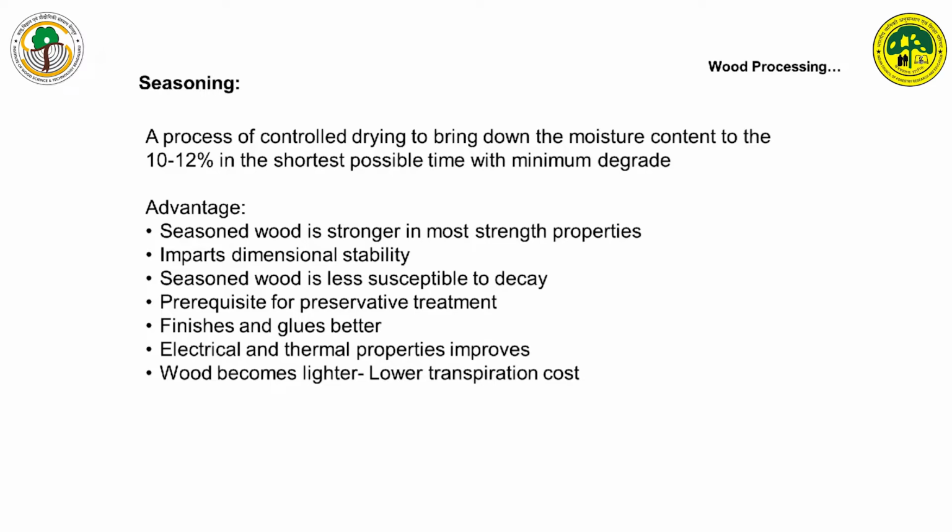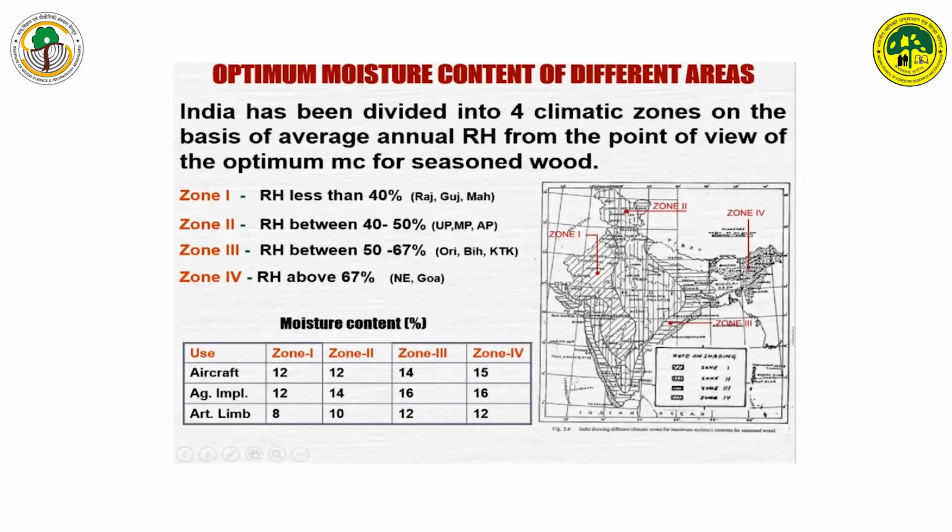So although we have a lot of advantages, seasoning is a very time consuming and energy intensive process, and sometimes people ignore it. In our country, we have divided the entire country into 4 different zones. Each zone has been recommended a desired level of moisture, the minimum moisture content that we should achieve before putting the wood to use.